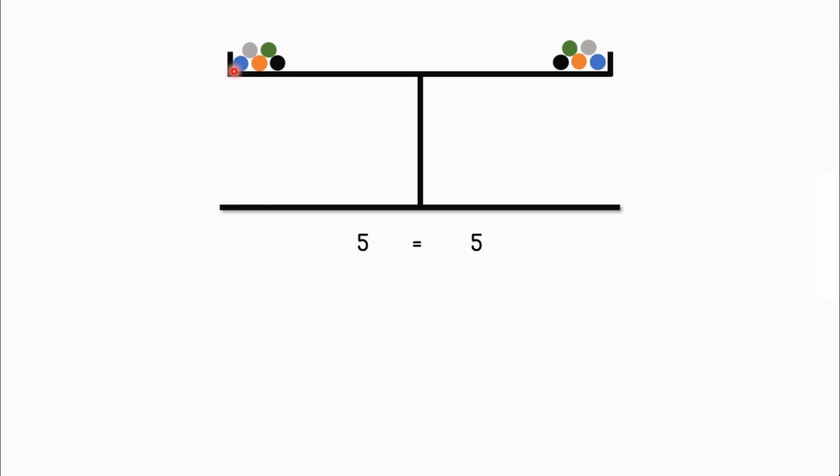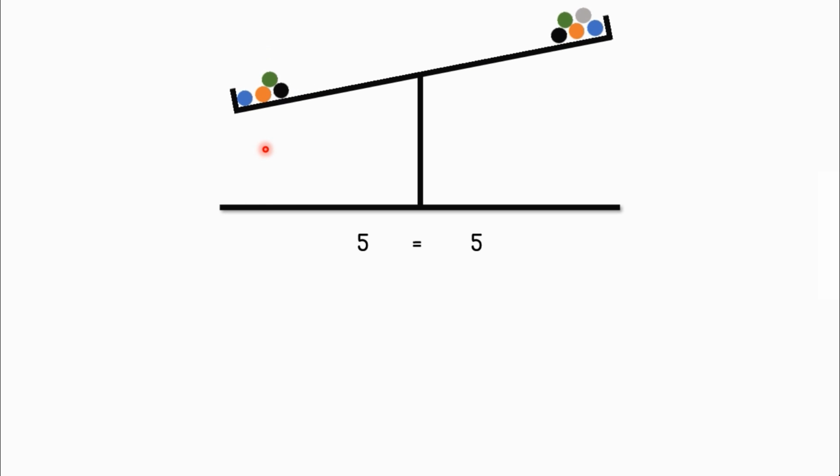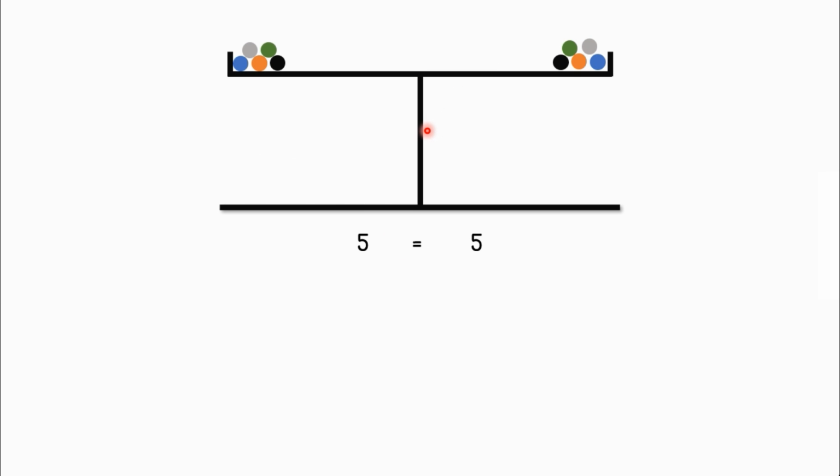Now if I remove one ball from this side, the balancing system is no more in balance, and we represent this mathematically by saying 4 does not equal 5. 4 is not equal to 5, because we have 4 balls here and 5 balls here. This not equal sign represents the imbalanced system over here. Perfect. So let's come back to our original balanced system.